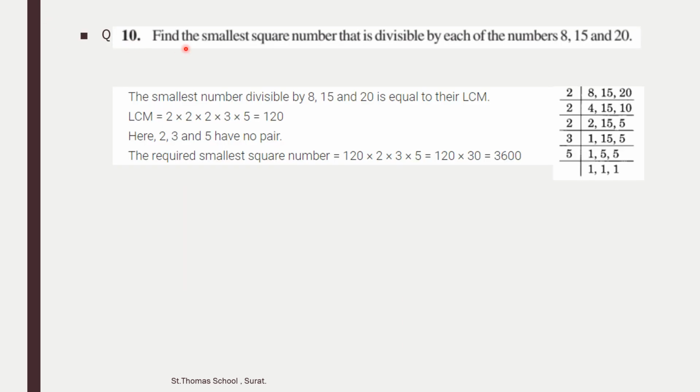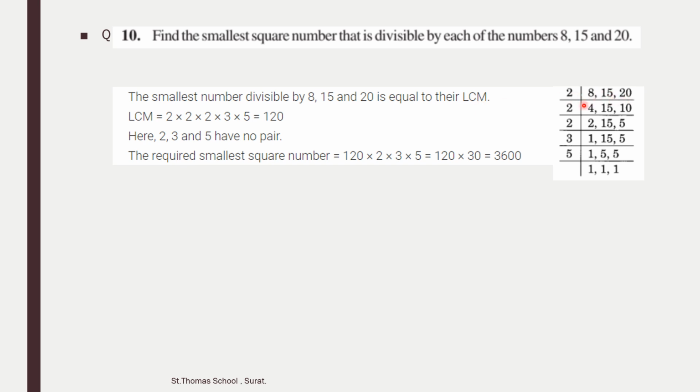Question number 10. Find the smallest square number that is divisible by each of the numbers 8, 15 and 20. So here again same question. You have to find the smallest square number that is divisible by 8, 15 and 20. So what you have to do? You have to find their LCM. So 8, 15 and 20.